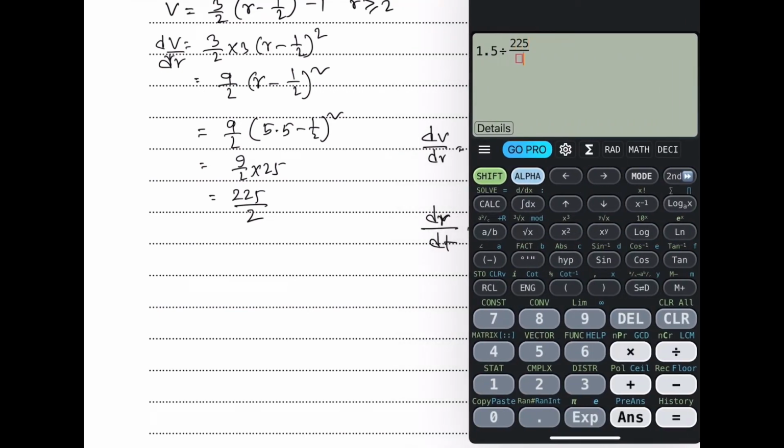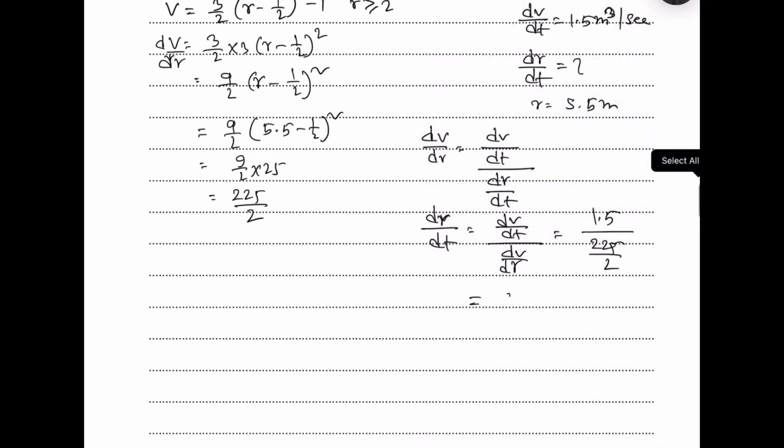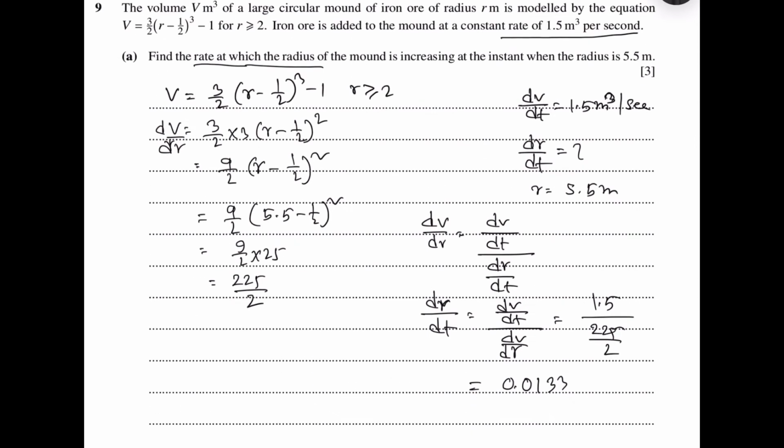225 divided by 2. Let me simplify this. We are having 0.0133, or to 3 significant figures, 0.0133. So this is the correct answer for the rate of radius. That means dr by dt equals 0.0133 meter per second. Now we are going to find out the volume.